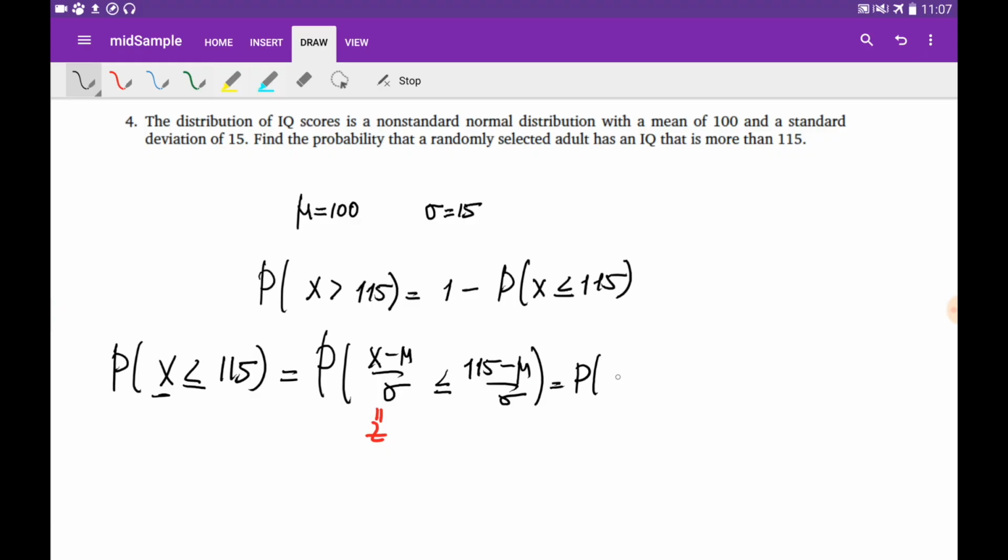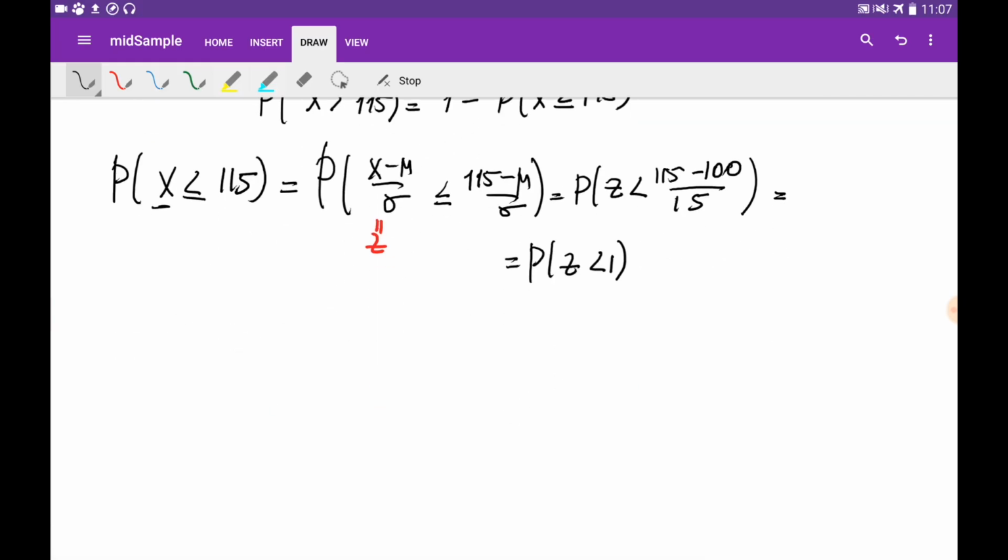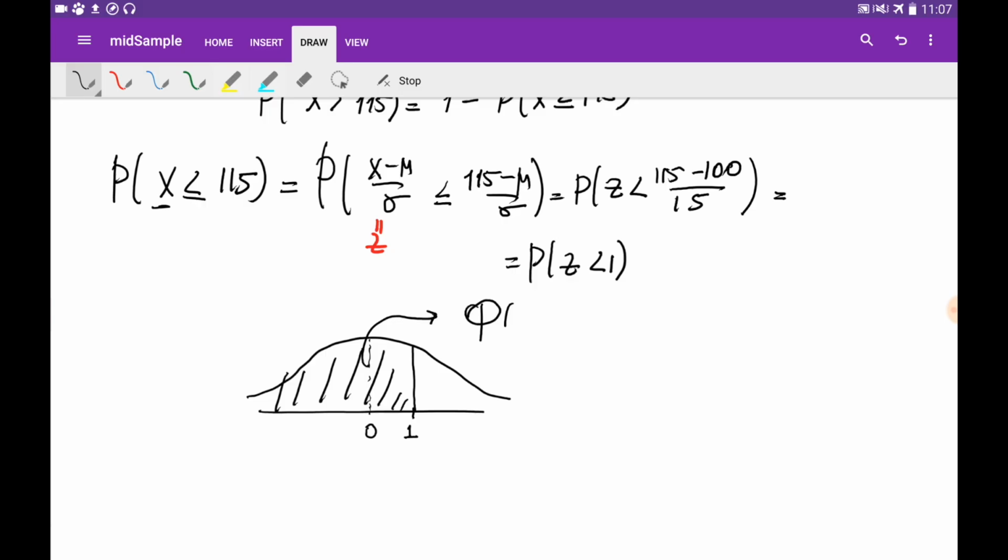So this is going to be the probability that z is less than 115 minus 100 divided by sigma, which is equal to 15, right? Which is equal to 1 simply. What is the probability that z is less than 1? If I draw the standard normal distribution, we know that 0 is going to be here, the standard deviation is here, 1. I need to find the area until 1. So in order to do this, we just need to find phi of 1 from the table.